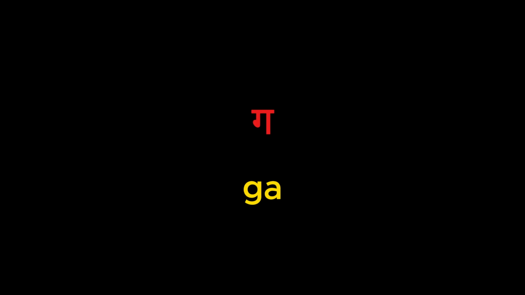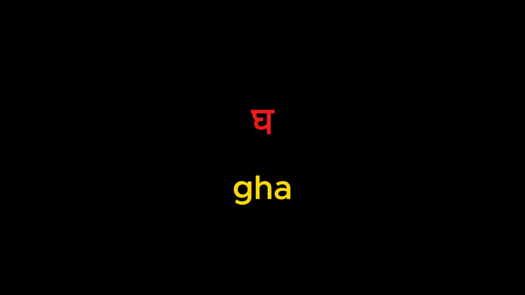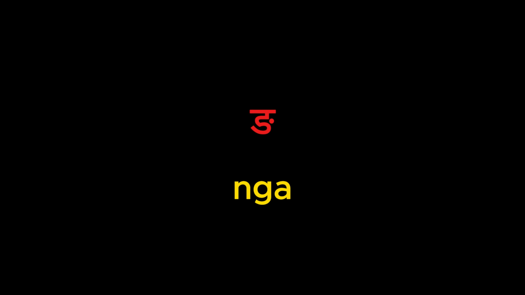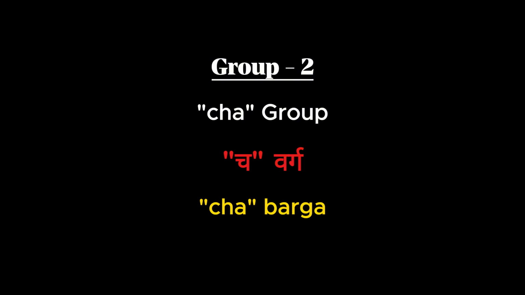Ga. Ga. The example word is Gamala. Gamala, which means vase. Ka. Ka. The example is Kadi. Kadi, which means clock. Nga. Nga. Example word is Angur. Angur, which means grapes.